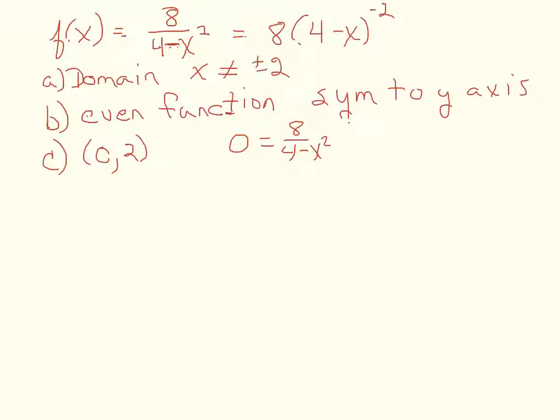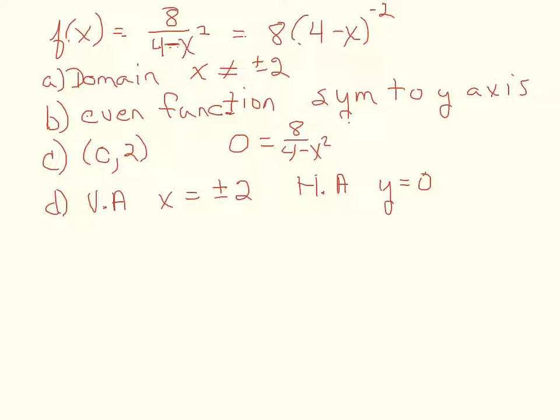Okay, we have vertical asymptotes at x equals plus or minus 2. And we have a horizontal asymptote at y equals 0. We have a constant in the numerator, so we know that the horizontal asymptote is y equals 0.